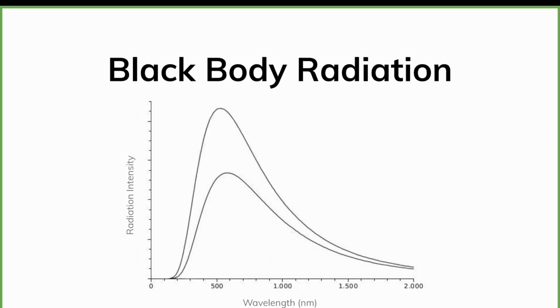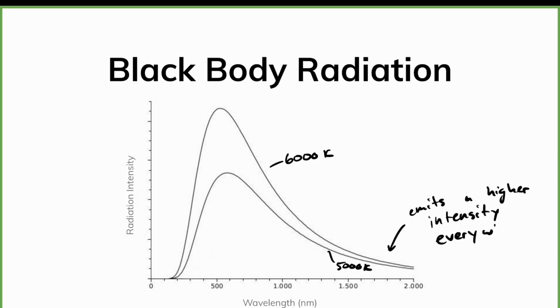But let's say we have an object that is hotter. This again is our 5,000 Kelvin graph, and then if we graph something that's, say, 6,000 Kelvin, the graph looks like this. And so some key things to note about this is that the 6,000 Kelvin graph is higher everywhere. So it emits more radiation. So the hotter object emits at a higher intensity everywhere. So that's a really important point of this graph.